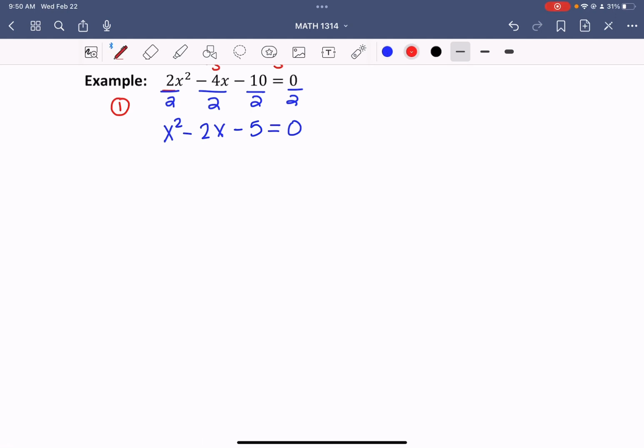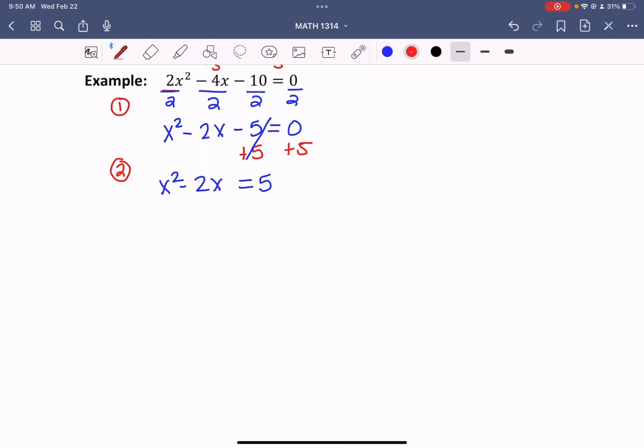Step number 2 says to move c to the other side. So in step number 2, I'm going to add this 5 to both sides to move the c over. That gives me x² − 2x = 5.